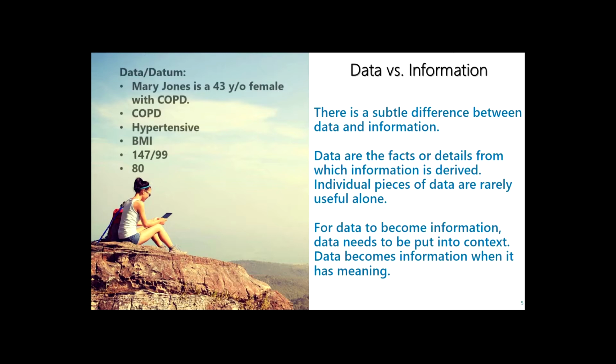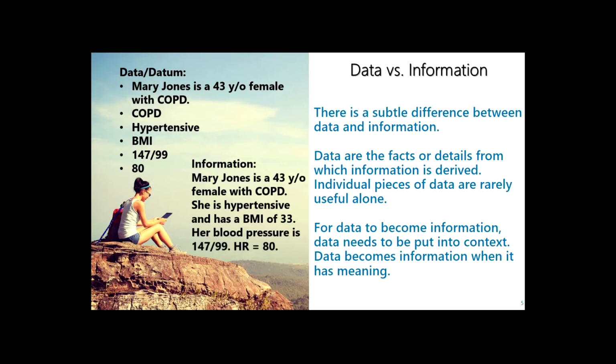So if we look at this example, this is the data or datum. Mary Jones is a 43-year-old female with COPD. Now that's a little close to being information. But Mary Jones, 43-year-old, female, and COPD combined, those are data. But just below that, you have COPD, that is datum. Hypertensive is datum. BMI is datum, etc. But for this all to become information, we have to put it into context.